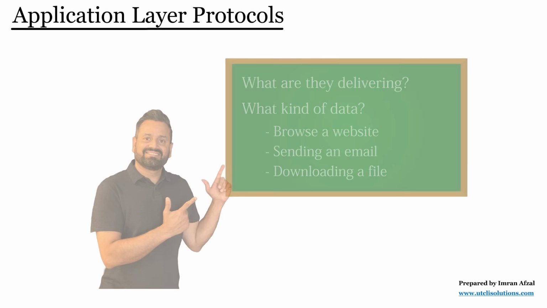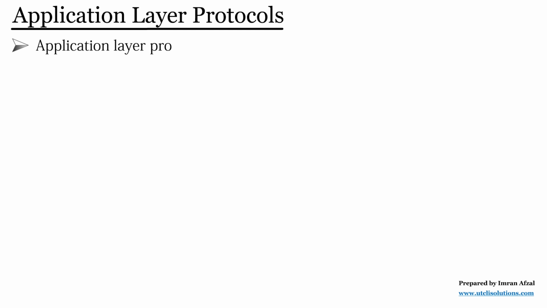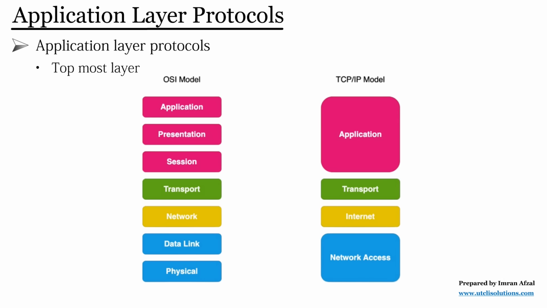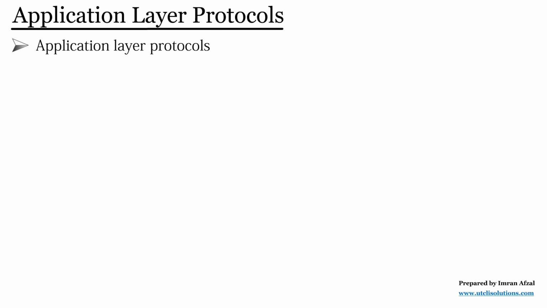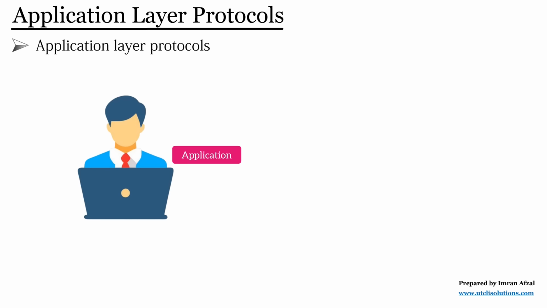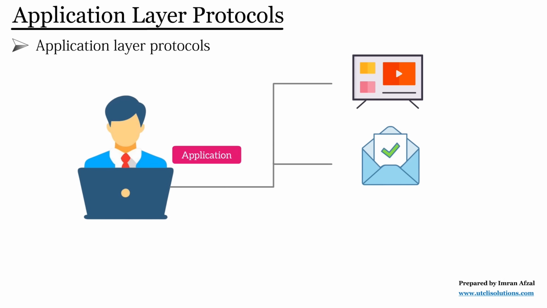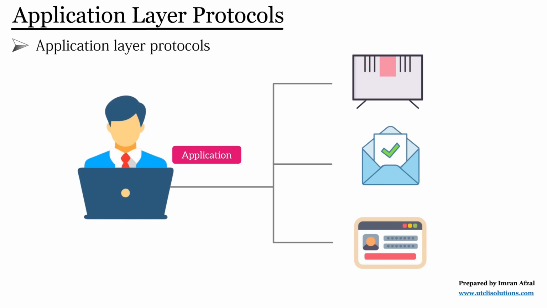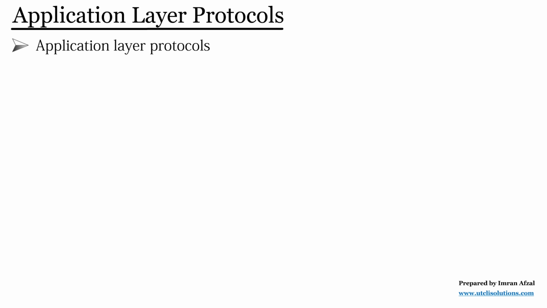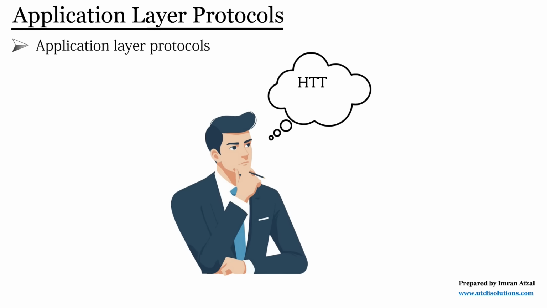In this lecture, we are going deep into the application layer protocols. You have already known the application layer is the topmost layer in both the OSI and TCP/IP models. This is the layer closest to the user, and it is where the services we rely on every day are defined. So whether you are watching a YouTube video, checking your email, or logging into a website, you're interacting with an application layer protocol.